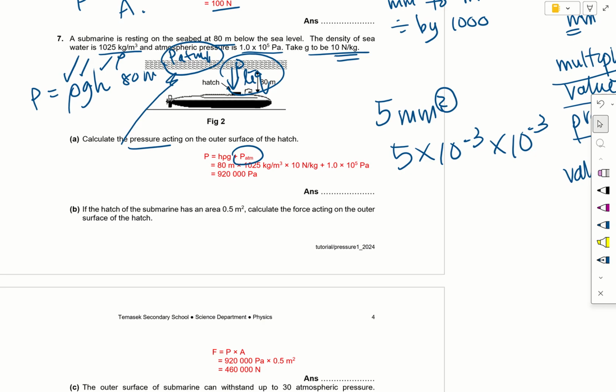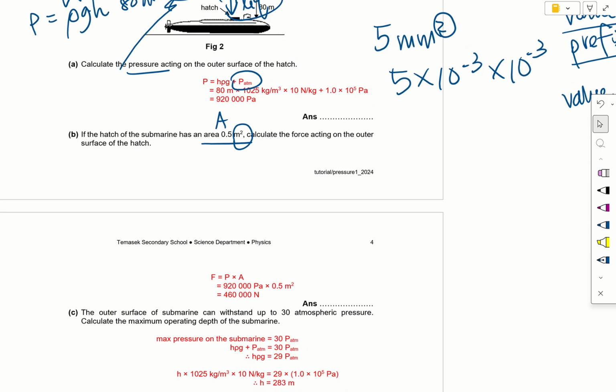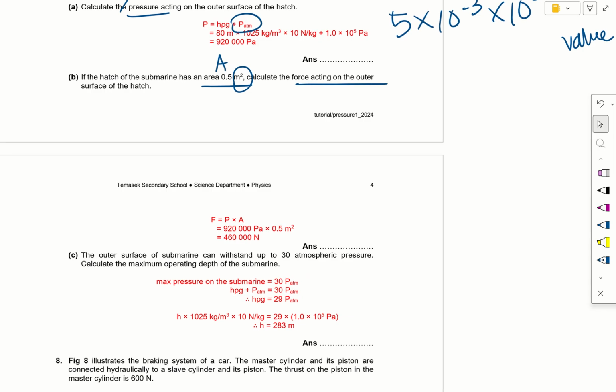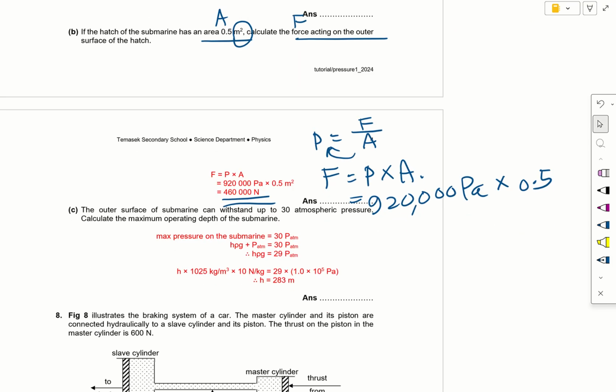Now, if the hatch of the submarine has an area of 0.5 meter square, because this is in meter square SI unit, later we don't need to do any conversion. We need to calculate the force acting on the outer surface of the hatch, which is F. So we use formula P equals to F over A. So bring A over, so F equals to P multiplied by A. So the pressure we can use from part A, which is 920,000 Pascal, multiplied by area of 0.5. So we'll need a force of 460,000 newtons.